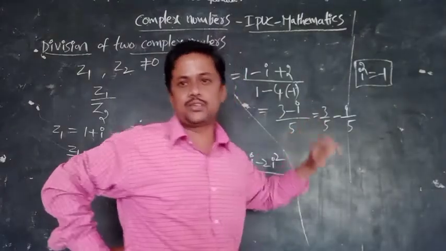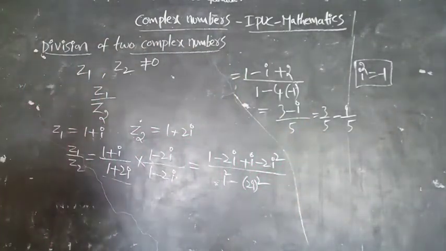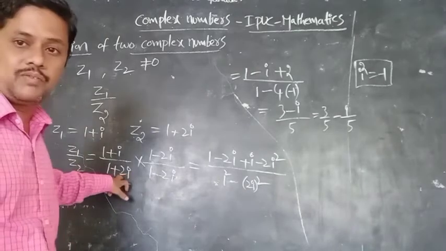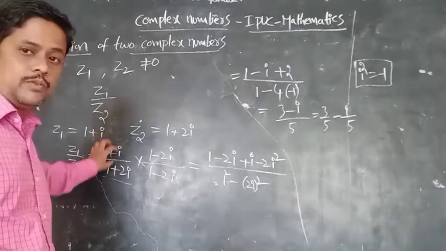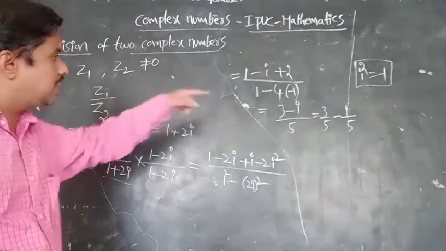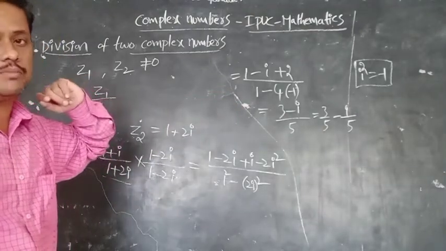So my dear students, keep it in your mind. This is the division of two complex numbers. Like that we have to simplify and convert the division of two complex numbers into a plus ib form.